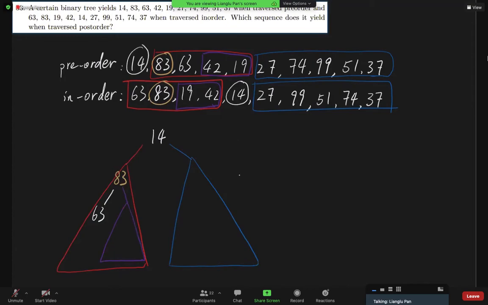Now, in order to find which is the root node of this subtree, again, we look at the pre-order traversal sequence, giving us 42. So 42 must be the root node of this right subtree. And since 19 appears before 42 in the in-order traversal sequence, we know that 19 must be from the left subtree.